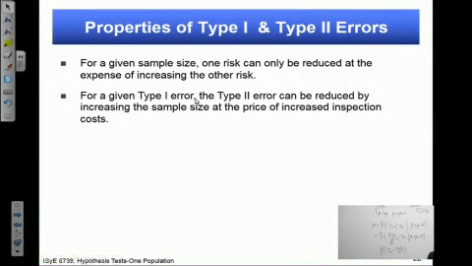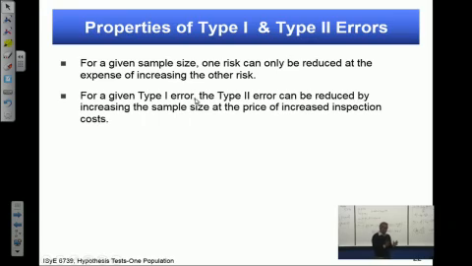So this is very important. For a given sample size, one risk can be reduced at the expense of increasing the other risk. So what does it mean? It means if n is fixed, when you increase alpha, your beta decreases, and vice versa. Okay? So here is the reason why this is the case.